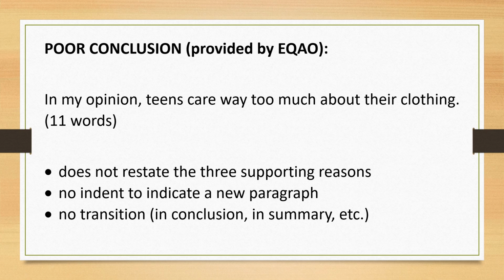So now let's look at our conclusions. So we'll start with the poor conclusion. It's just one simple sentence, and it just says, in my opinion, teens care way too much about their clothing. So that's a simple 11 words. There's no development of ideas. It's not restating your 3 supporting reasons. Once again, there's no indentation to indicate a new paragraph. And there's no transition. So you're not even stating that it's your conclusion. So remember your final one, you should say something like in conclusion or in summary, just to indicate that your conclusion is coming.